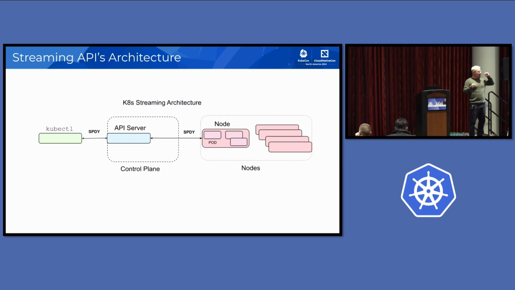So we're talking all the way from the client through the API server to the kubelet on the particular node, and then while you're on that node, we're talking through a Unix socket to the container runtime through the container runtime interface. So there are quite a few components that we're touching when we're talking about streaming APIs.